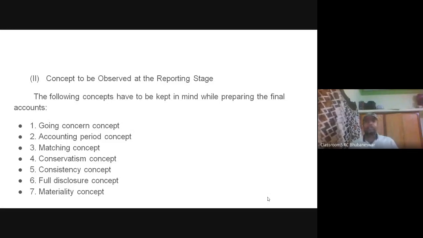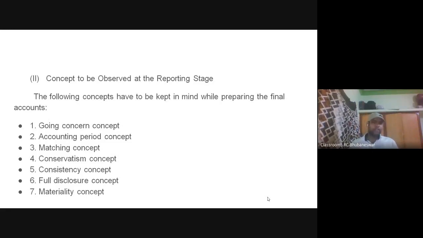Next, matching concept. Matching concept tells you that the revenues should be matched with the incomes to find out the profit or loss of the organization. So we have to take the help of this particular concept at the time of preparing the income statement, where we can find out the net result by way of net profit or net loss.